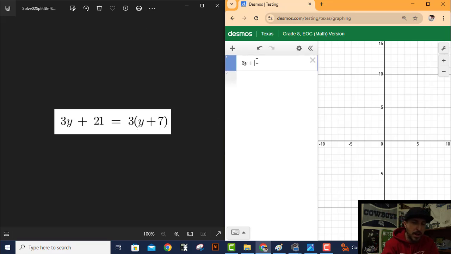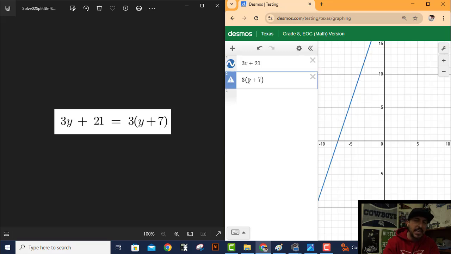So it's going to be 3y plus 21. Equal sign means hit enter. 3 parentheses y plus 7. Got it. Triangle error, it says x equals. How do you fix the x equals error? Put x equals in front? No, do not do that. You're going to get it wrong. It means replace the y with x. Take out that y and put an x in there.